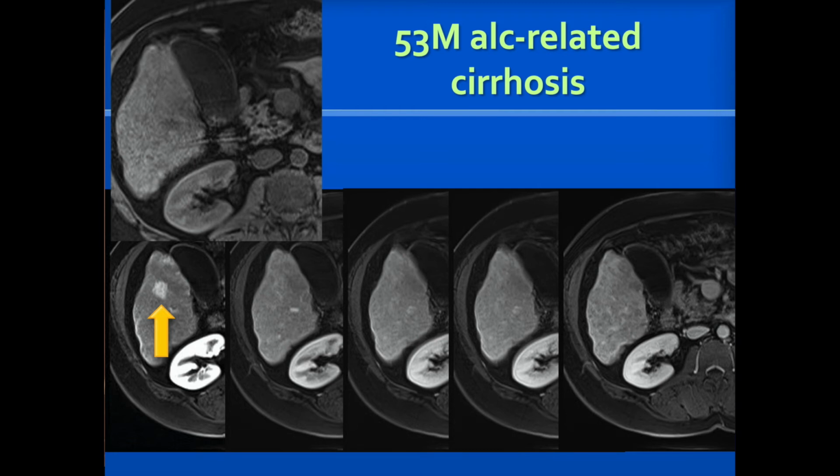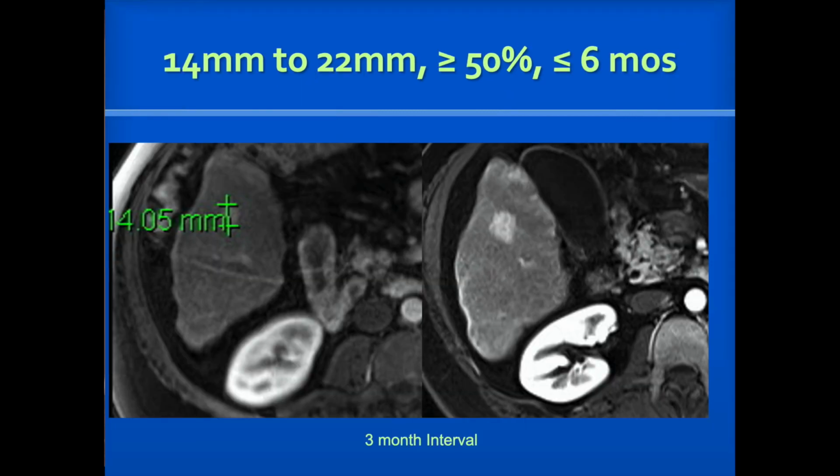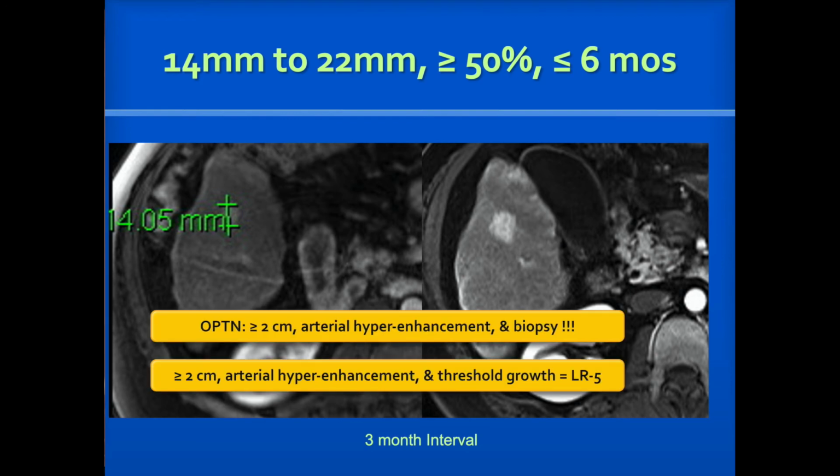Well, we can look for ancillary features, and maybe there's a subtle T2 correlate, really hard to call. I probably wouldn't call it. There is restricted diffusion, but fortunately we had a comparison study. So 3 months ago, the patient had an MRI, and the lesion measured only 14 millimeters in diameter. Now it measures 22 millimeters in diameter, so that's a greater than 50% increase in diameter in less than 6 months. So that means that we have threshold growth.